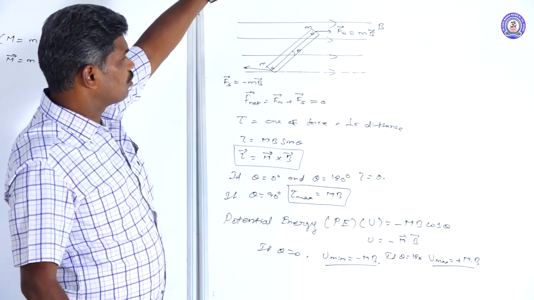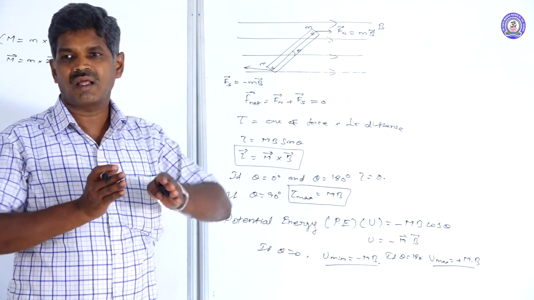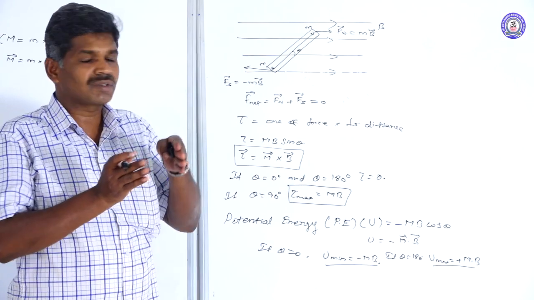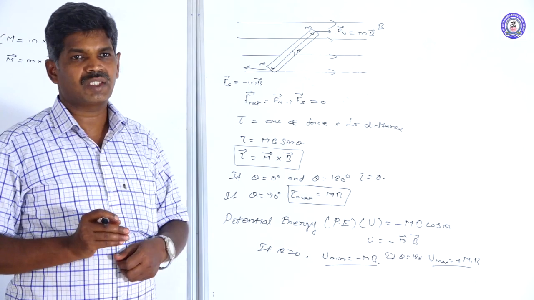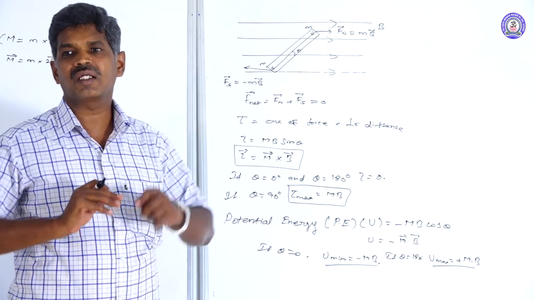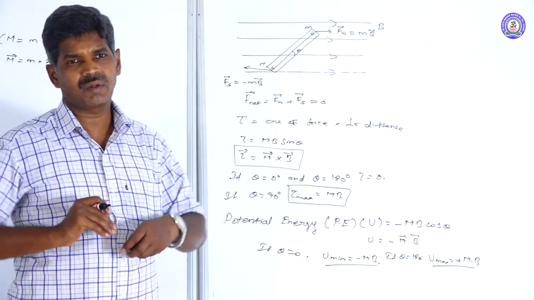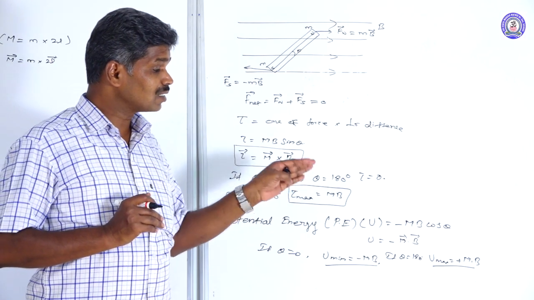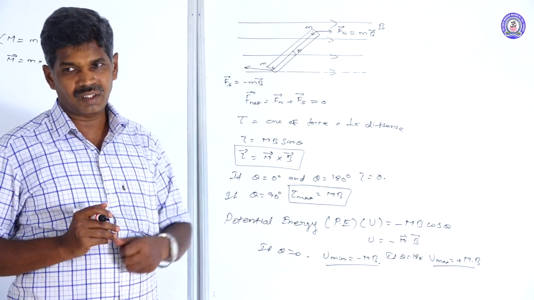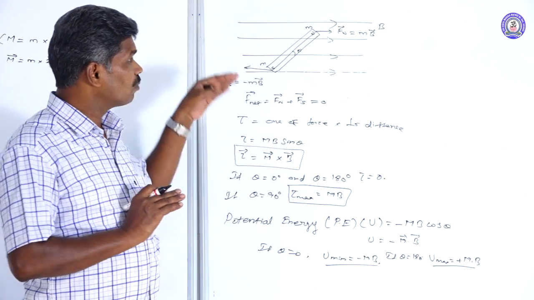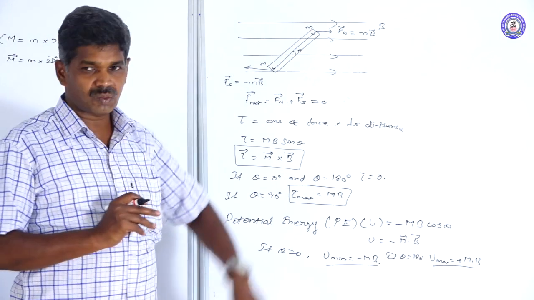Suppose you freely suspend that bar magnet, finally it comes to rest along the magnetic field. Finally it comes along the magnetic field, and it attains the minimum potential energy. It is a stable equilibrium condition. If the bar magnet has a minimum potential energy, it is a stable equilibrium. Suppose it has a maximum potential energy, it is in an unstable equilibrium. Generally in nature, a bar magnet, if freely suspended, aligns along the field.